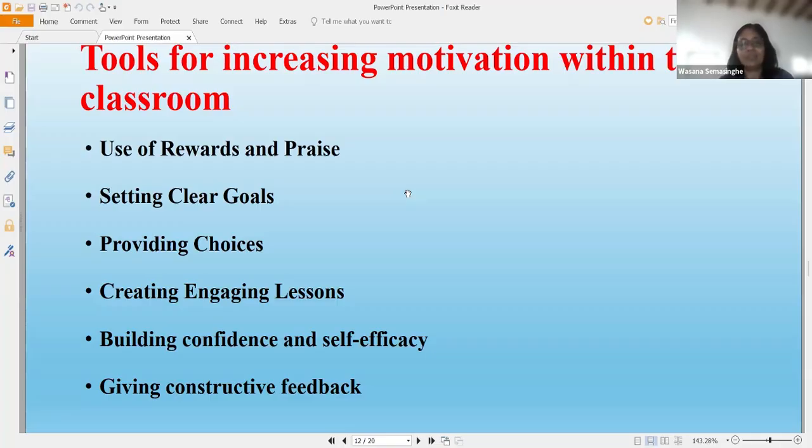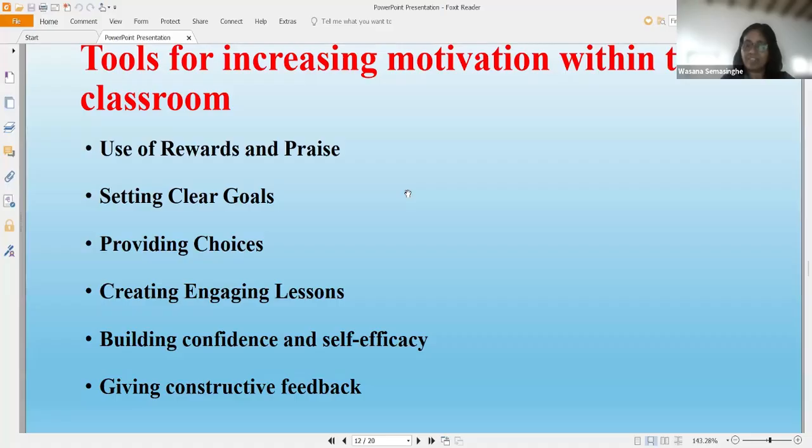Okay, then the next one, engage in class. What do you mean by this engage in class? You should have that engagement with your students. When lessons are interesting, when teachers use discussions, group work, games, videos, experiments, real life examples when teaching, that motivates students.